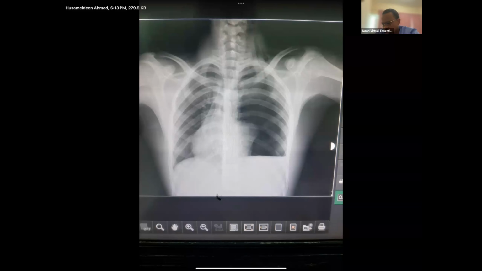Actually, you just need to go up, because of the diaphragm, but still you need to be in the safe triangle. So the safe triangle, as you see, is the anterior border of latissimus dorsi and the lateral border of the pectoralis major at the level of the nipple.